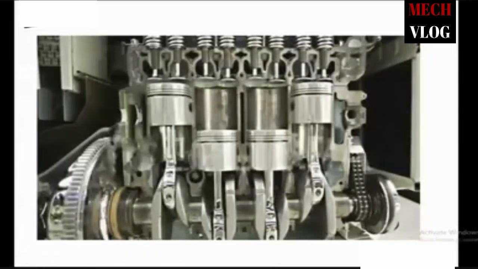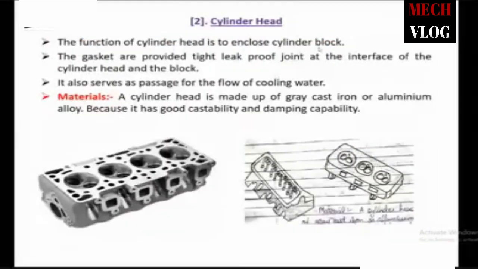If the gasket is not there, there is a chance of leakage of combustion gas from the cylinder. For that we use gaskets. It also serves as a passage for the flow of cooling water. The cylinder head is made of grey cast iron or aluminum alloys because it has good castability and damping capability. Castability means it is very easy to cast. Damping is the ability of a material to absorb energy by converting mechanical energy into heat.